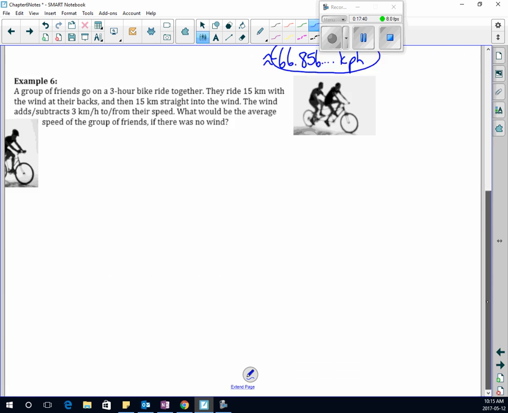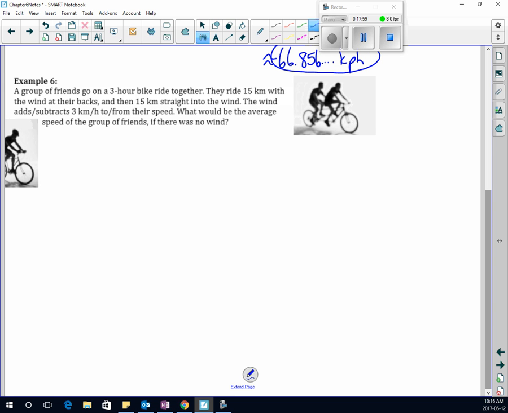So a group of friends go on a 3-hour bike ride. They ride 15 kilometers with the wind on their backs and then 15 kilometers straight into the wind. The wind adds or subtracts 3 kilometers per hour to or from the speed. What would be the average speed of the group of friends if there's no wind?